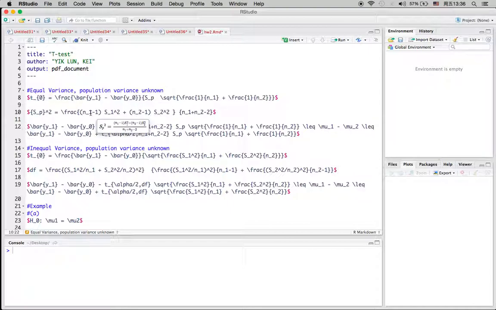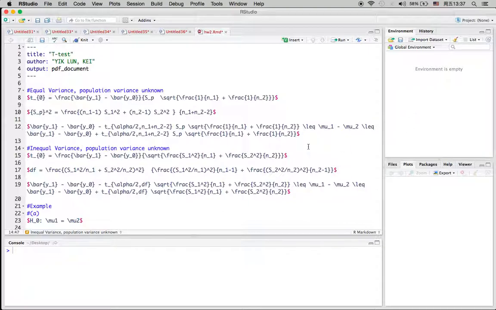And here is the formula for the standard deviation for the pooled variance. And then this is the confidence interval. I'm going to compile this file into a PDF, and then I'll put it under the description, and you can see it from there.